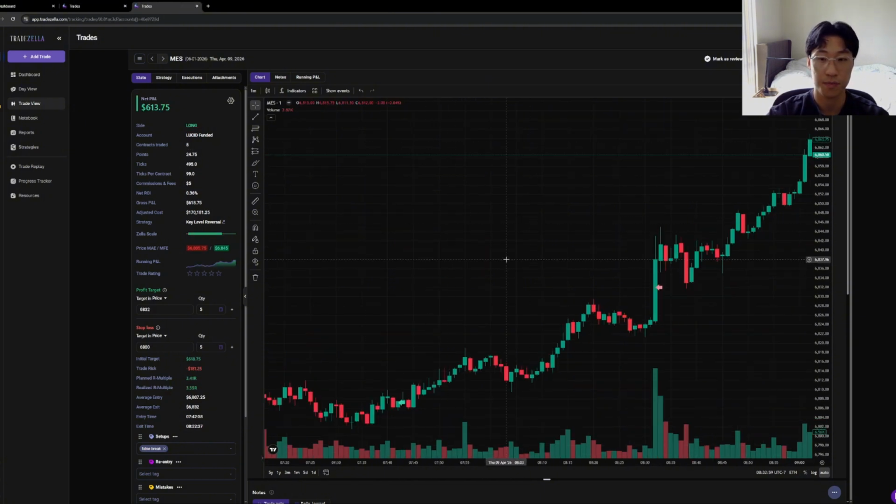Next trade, $613. Planned R multiple of 3.41. We were in the trade for about 50 minutes, so it was a pretty long trade, but it was very, very worth it to see it through. And I was definitely keeping my stops a little bit wider on this trade.